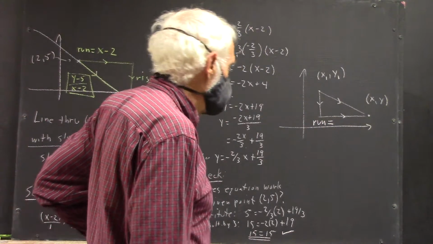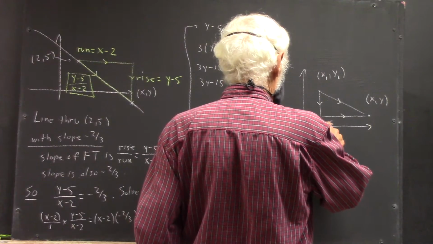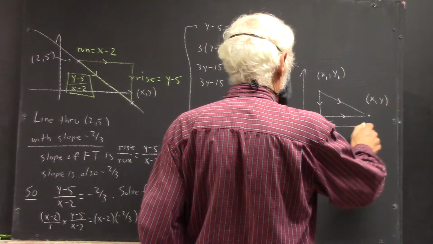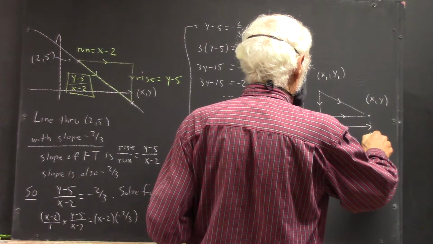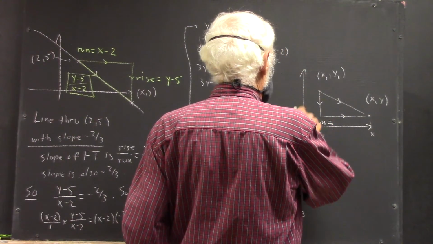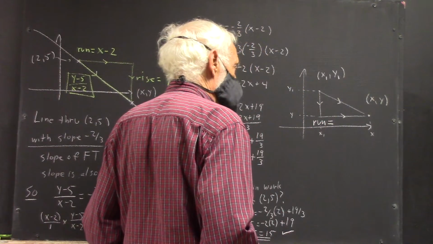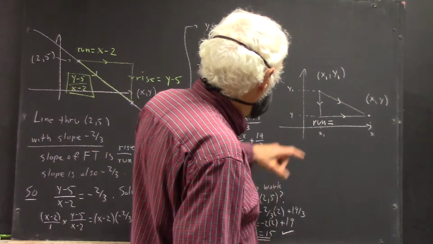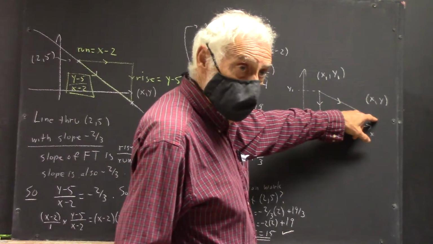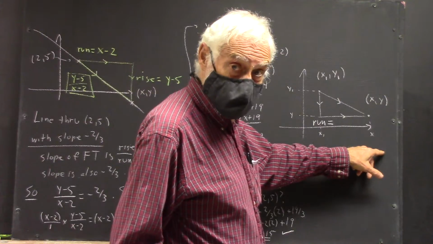What's the run? Well, you're going from x coordinate. This coordinate is x1. This coordinate is x. This coordinate is y. This coordinate is y1, right? So you're going from x1 to x. So you subtract x1 from x.